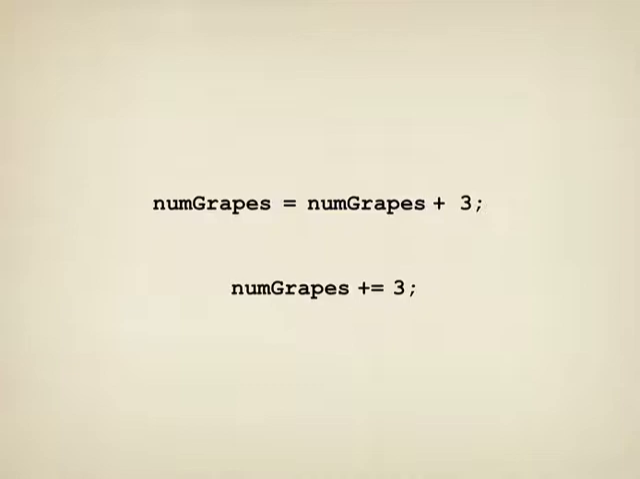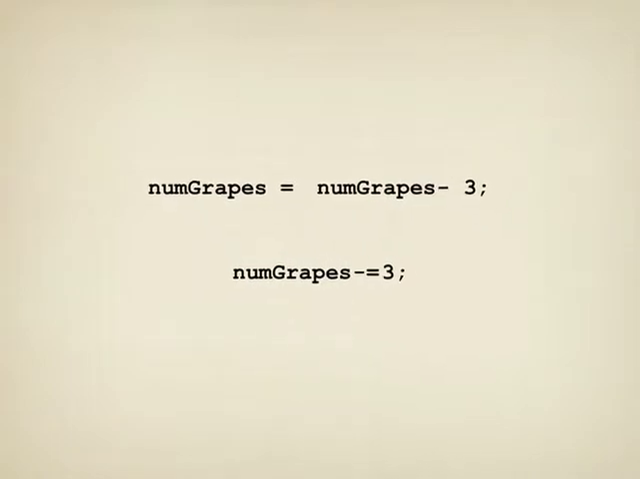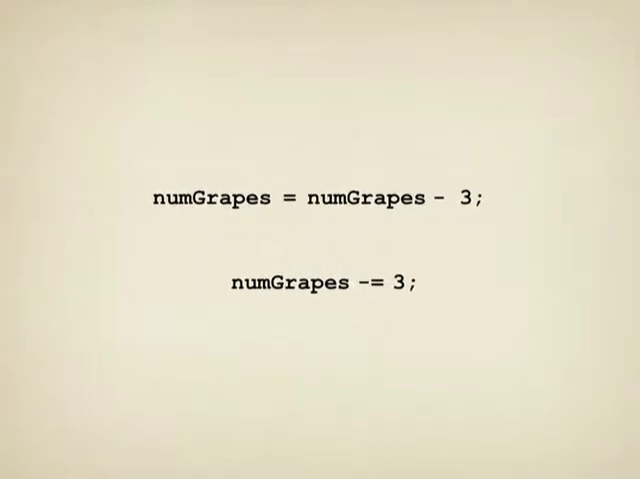Just as we have this shortcut for plus, we have it for minus, times, and divide as well. So let's just take a look at them. If I want to write numGrapes = numGrapes - 3, I'll do the same little typographical trick. I'll slide it over, I'll get rid of the stuff on the left, and break it apart. numGrapes = numGrapes - 3 is identical to numGrapes -= 3. When you see -= 3, you know 3 is being subtracted from that variable.